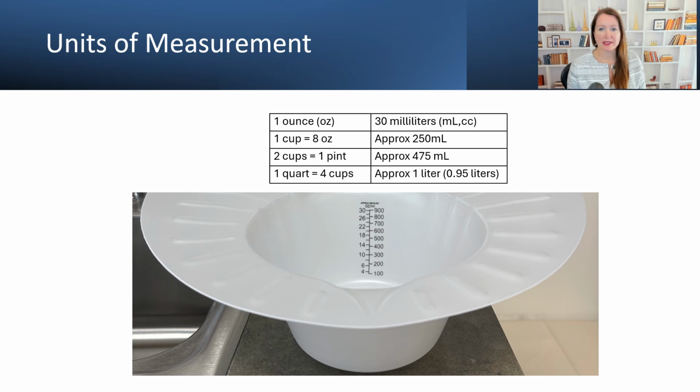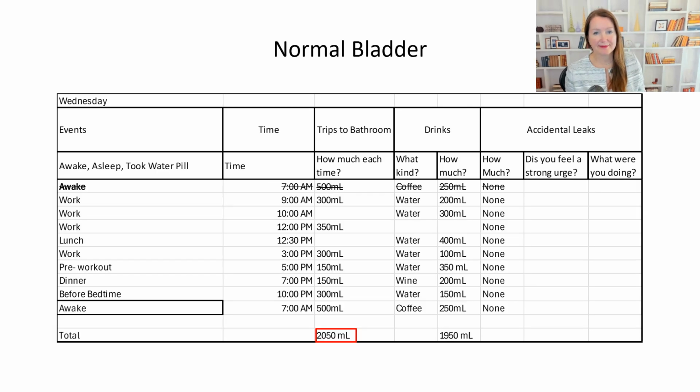Units of measure should be consistent. You can use ounces, which add up to cups, pints, or quarts, or milliliters, which are the same thing as cc's. 1 ounce is 30 milliliters, and there are 1,000 milliliters in a liter. A liter is pretty close to a quart.